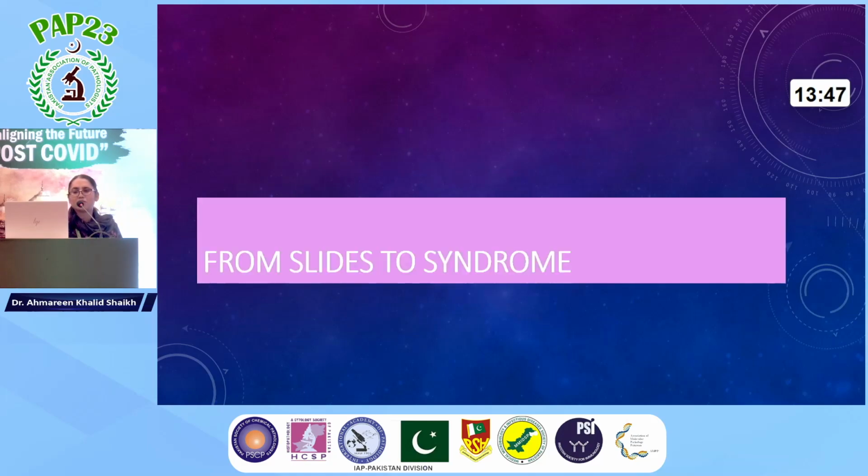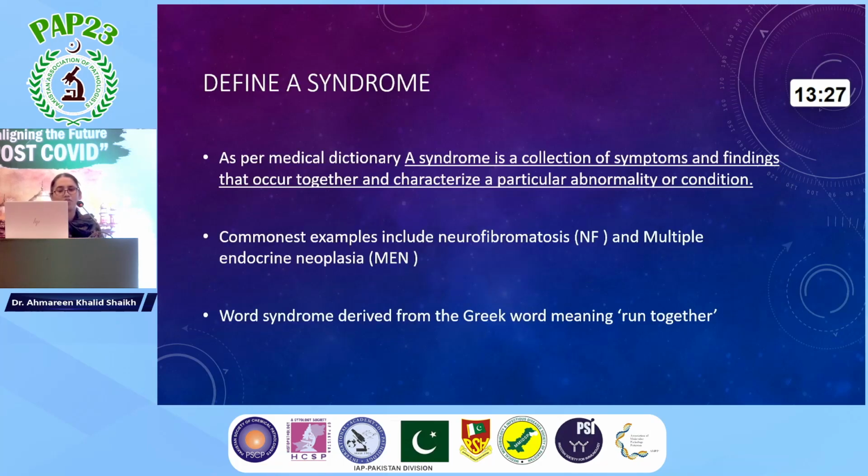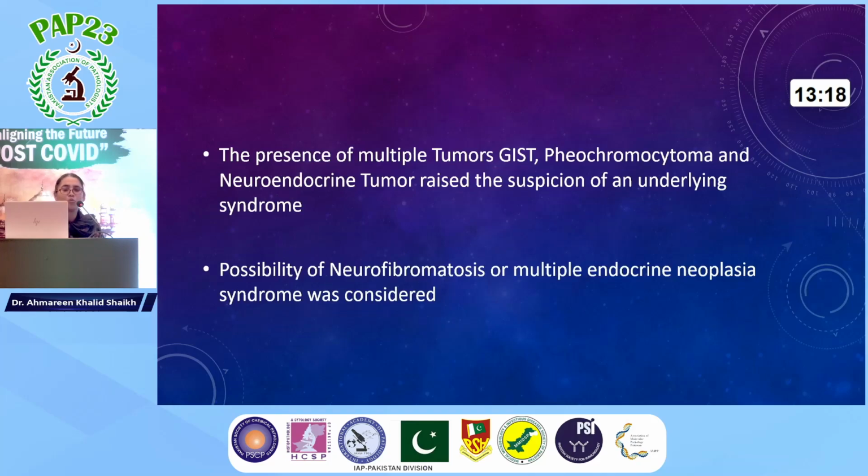So the clinician was of the opinion that, as it has a neuroendocrine tumor and a pheochromocytoma, it could be a case of multiple endocrine neoplasia, in which we know that multiple endocrine organs are involved and tumors develop in them. But the GIST was not fitting in that case. So we thought this was some syndrome in which three tumors present at the same time, but at that time we didn't know what it was.